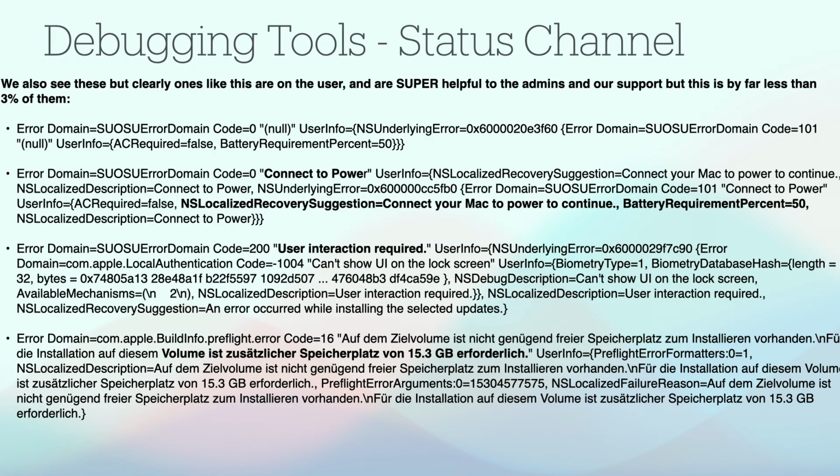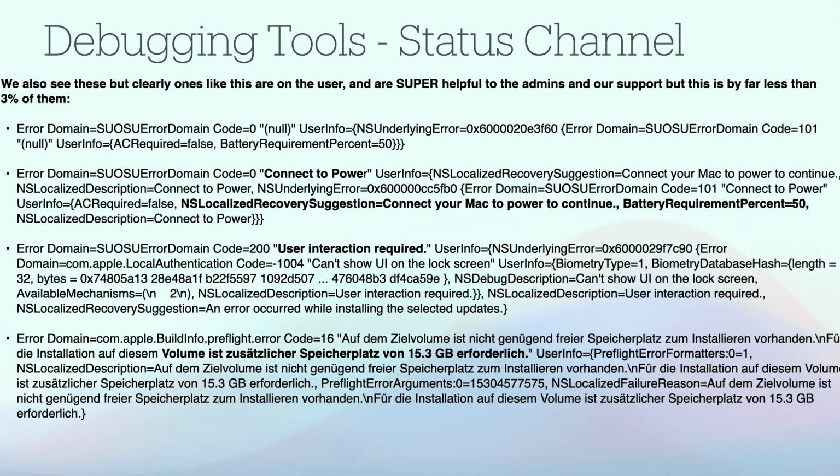I bolded what's relevant there. Like this one, connect to power. Oh, okay, this device wasn't above the battery requirement. Makes sense. User interaction required, because it needed, and this is a macOS one, that password. So okay, yep, I need to go get that user interaction to be able to have that update. I'll do the authenticated reboot.